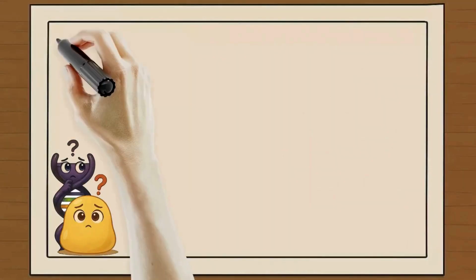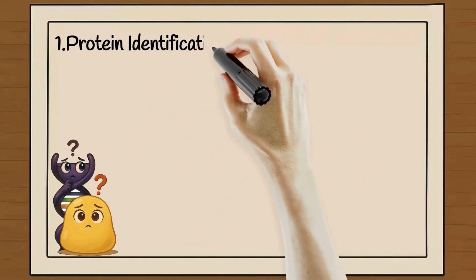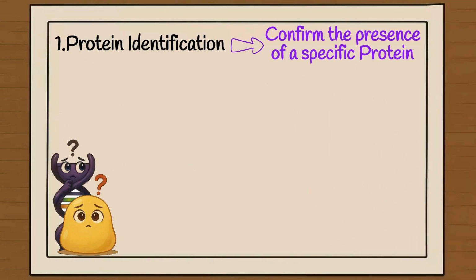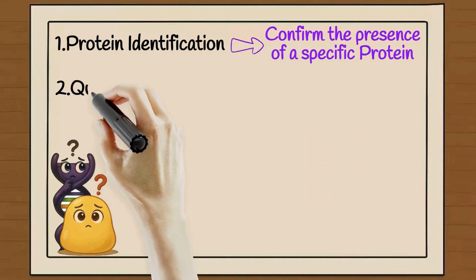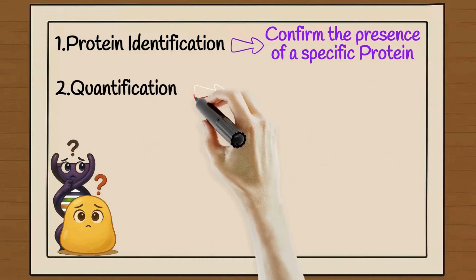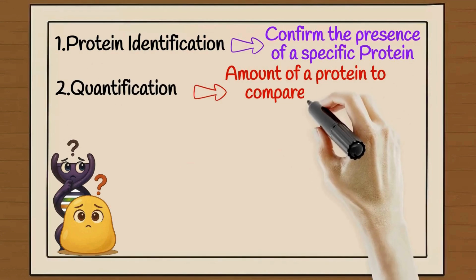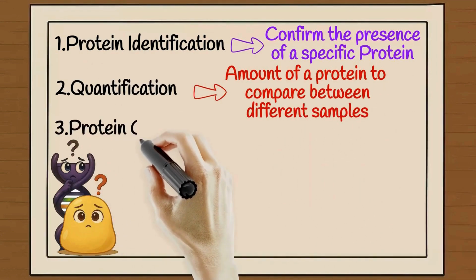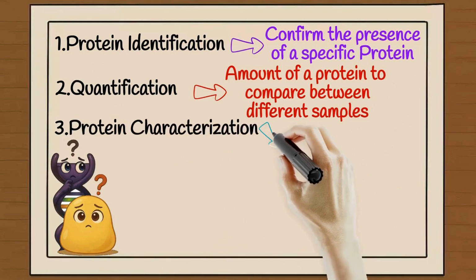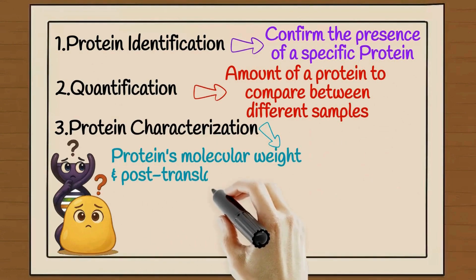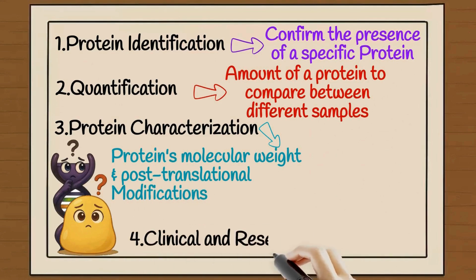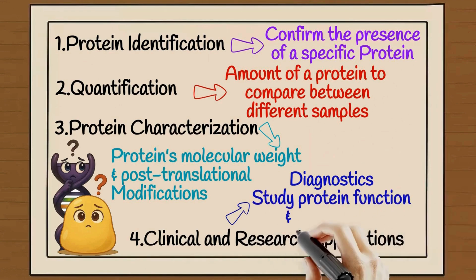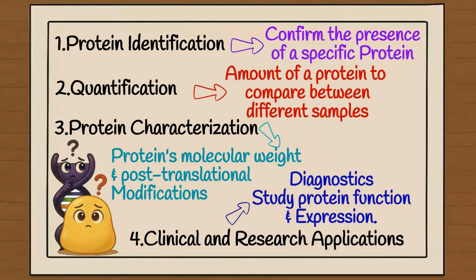1. Protein identification. It allows researchers to confirm the presence of a specific protein in a sample, even among thousands of others. 2. Quantification. We can estimate the relative amount of a protein to compare between different samples, like healthy versus diseased tissue. 3. Protein characterization. It provides details about a protein's molecular weight and post-translational modifications, such as glycosylation. 4. Clinical and research applications. Western blotting is used in diagnostics, like HIV testing, and in a wide range of basic science to study protein function and expression.